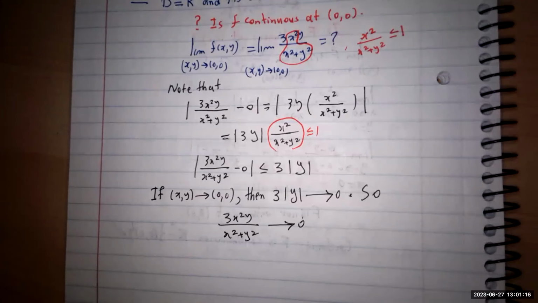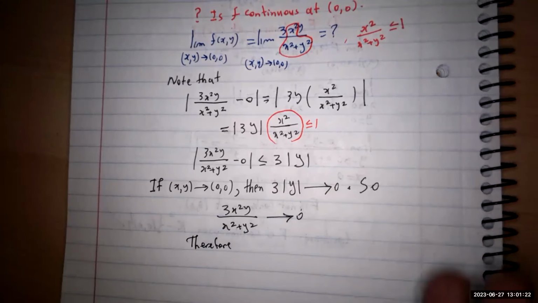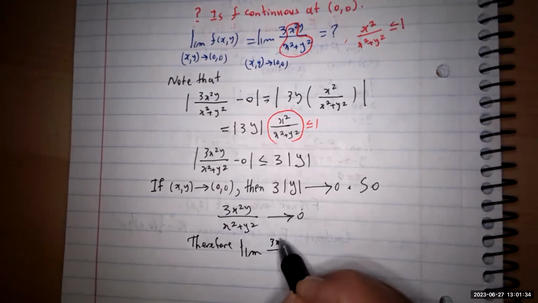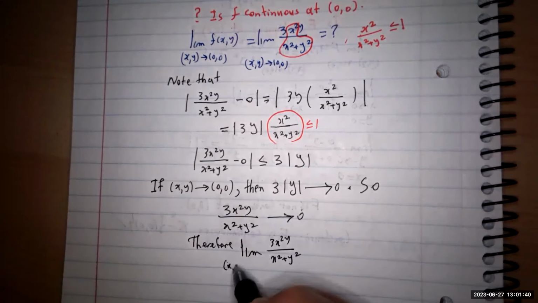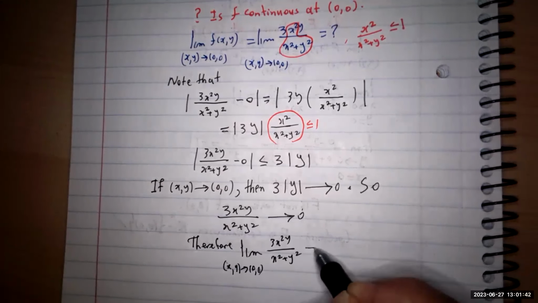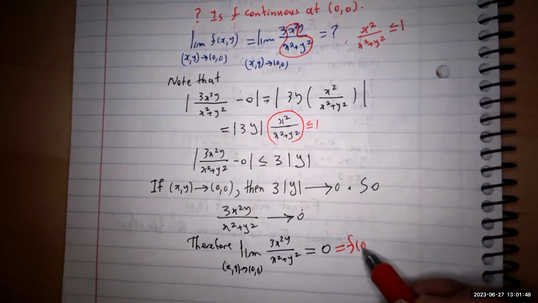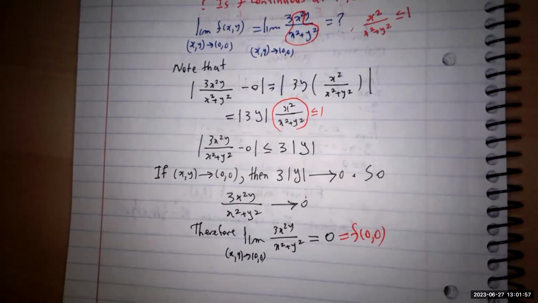So this means that for that limit, you don't have to prove it as I did. For the math majors, you can go on, but that's okay, you have a precise proof. So the limit is 0. The limit of 3x squared y over x squared plus y squared when x, y goes to 0, 0 is equal to 0. But this 0 is at the same time f of 0, 0. The function is 0 at 0, 0. So this means this function is continuous at 0, 0.